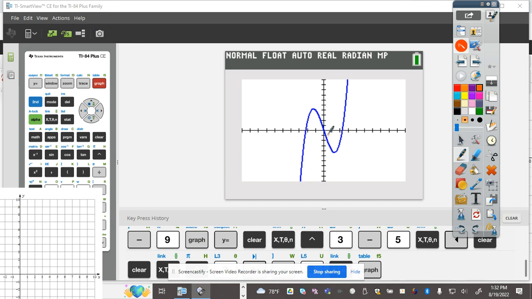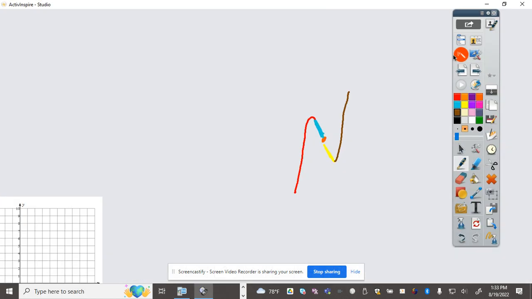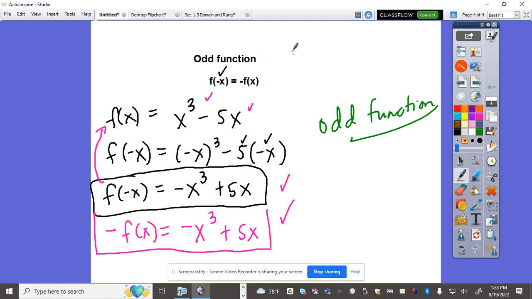If you notice on this graph here, it is not symmetrical to the y-axis because it's not even, but it is symmetrical with the origin. If you look at this one here, this blue portion is symmetrical to this yellow one here. And then obviously this red one here is symmetrical to this brown one here. And that's why they're symmetrical to the origin, so it is going to be an odd function. That's the definition for an odd function: they have to be symmetrical about the origin.